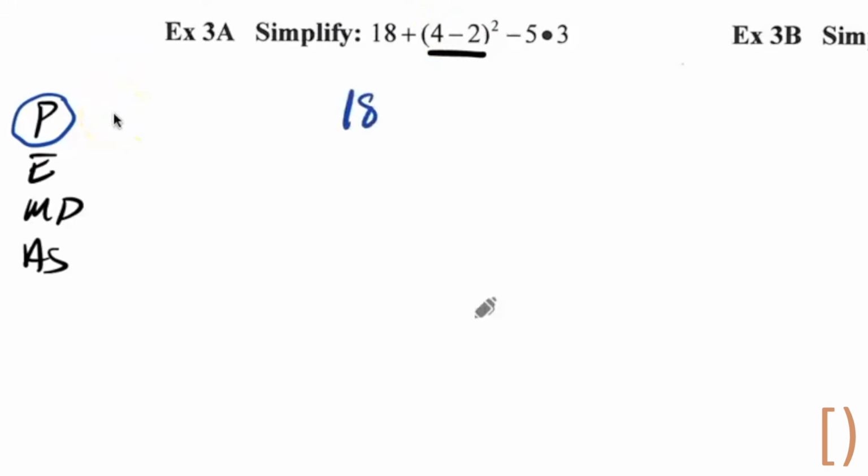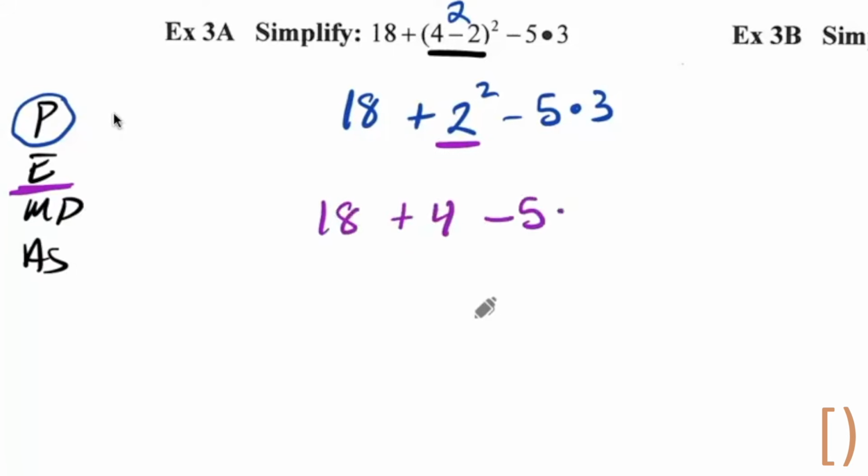That's going to be 18 plus 2 squared minus 5 times 3. Okay, next we want to do exponent. 2 squared is 4. It's going to be 18 plus 4 minus 5 times 3. Next, we want to multiply or divide. Multiply divide is right here. So we're going to multiply these two.